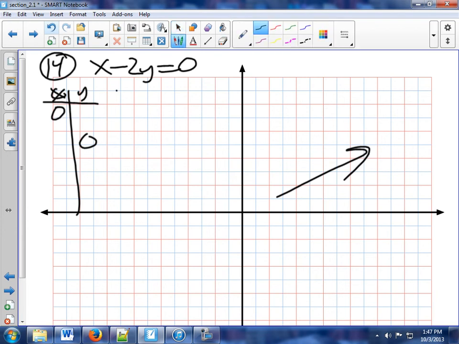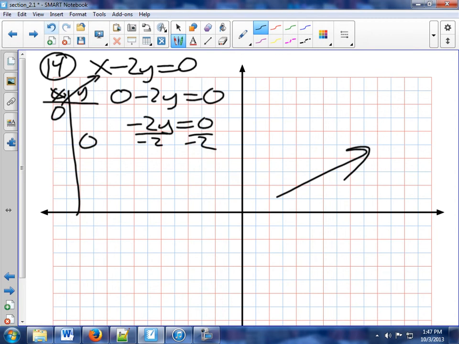All right. So I'm putting 0 in for X. I don't need this 0, so I have negative 2Y equals 0. How do I solve for Y? I divide by negative 2. Okay? So I'm left with Y. What is 0 divided by negative 2? 0. So I put that here. Okay? You get really good at this.